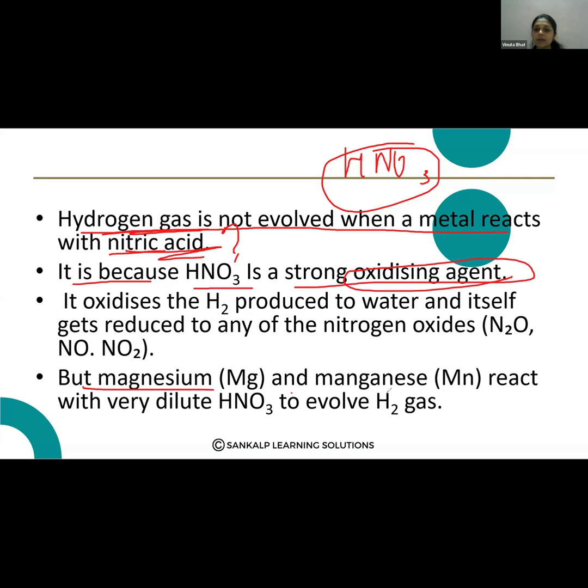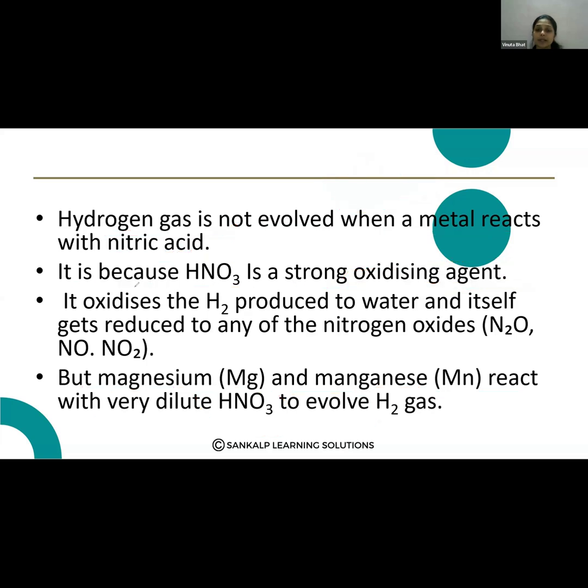But magnesium and manganese react with very dilute HNO3 and evolve H2 gas. So if the metals like magnesium and manganese react with dilute HNO3, they evolve H2 gas. But with concentrated HNO3, they do not release the hydrogen gas. Okay, so that is the answer. Very important.